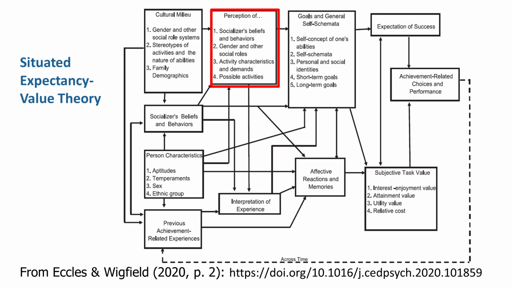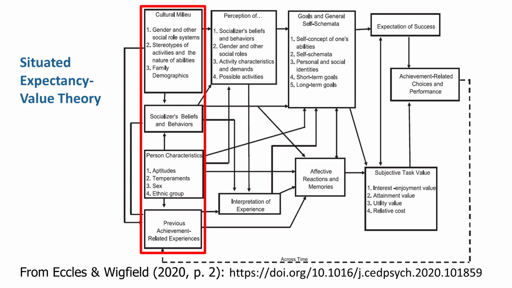For example, in this top box, we see how perceptions are affected by socializers' beliefs and behaviors, gender and other social roles, ability characteristics and demands, and possible activities. People's interpretation of experience is also important and includes things such as whether they believe that something happened because of their effort and ability, which may be internal, or something that happened external to them, such as a lucky break.